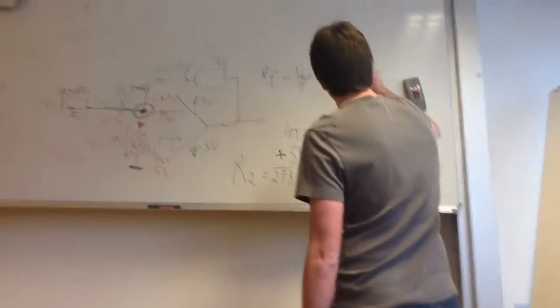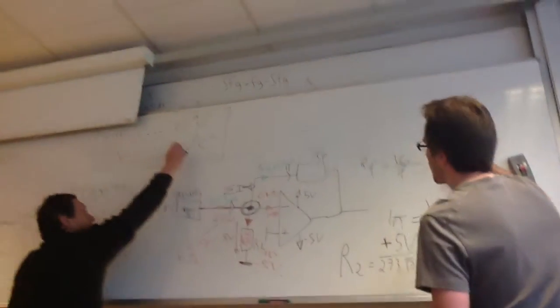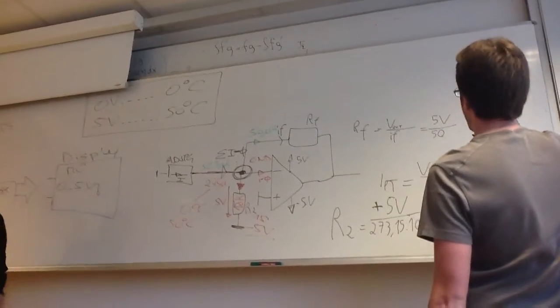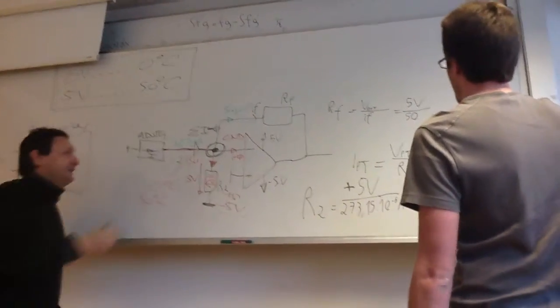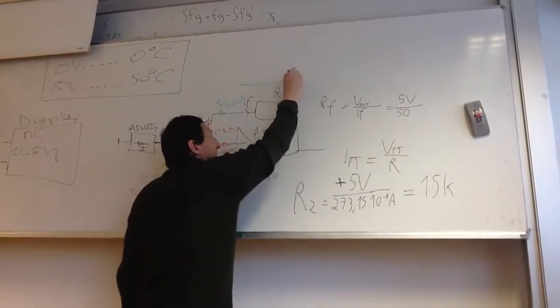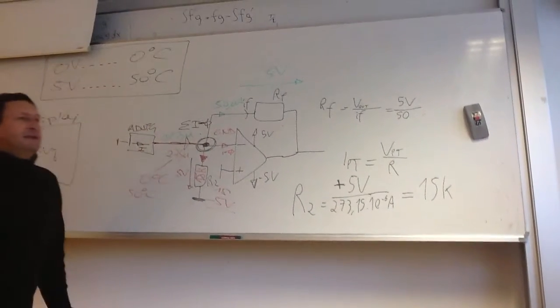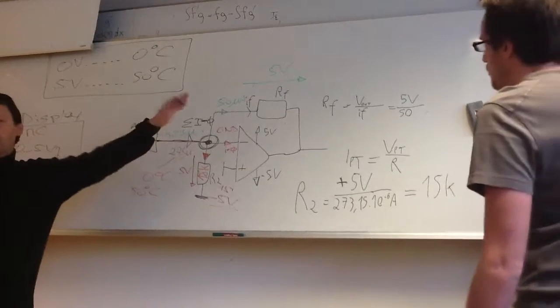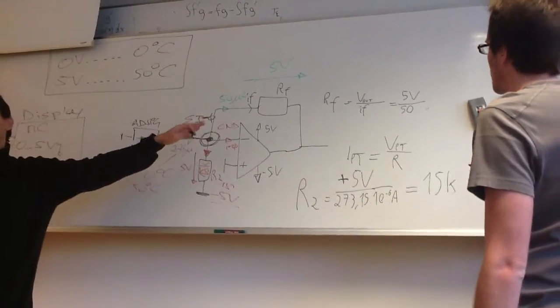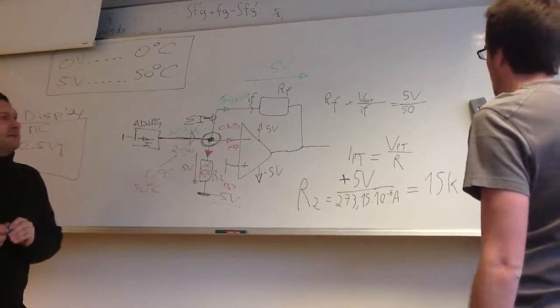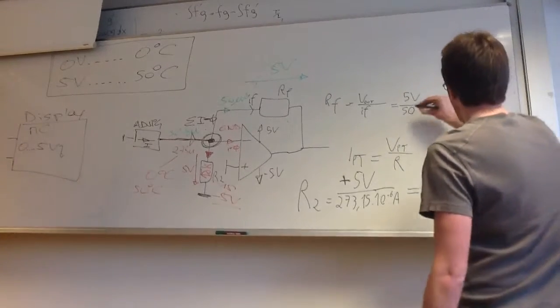So what will we see at 50 degrees Celsius? 5 volts. So that means that across that resistor, we have to see a 5 volt voltage drop. Now we can calculate the R. Now you can calculate it.